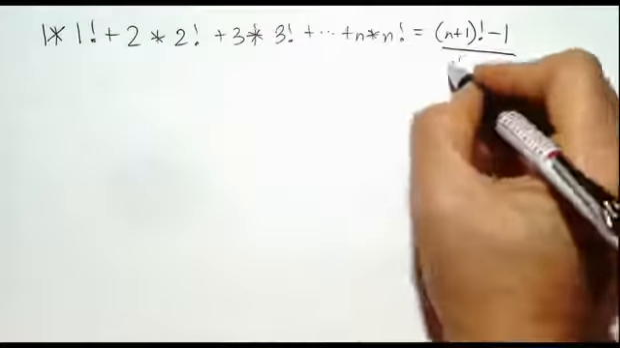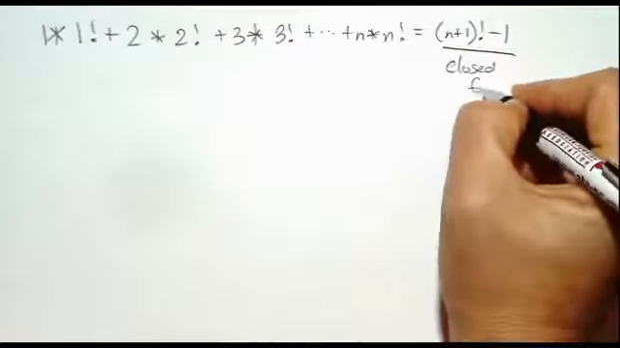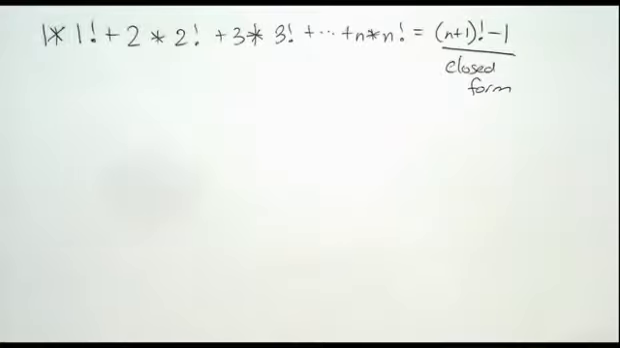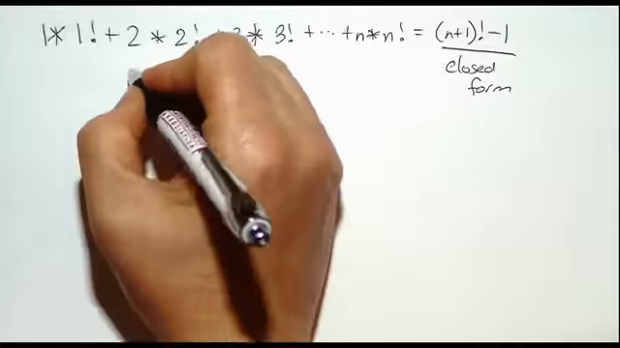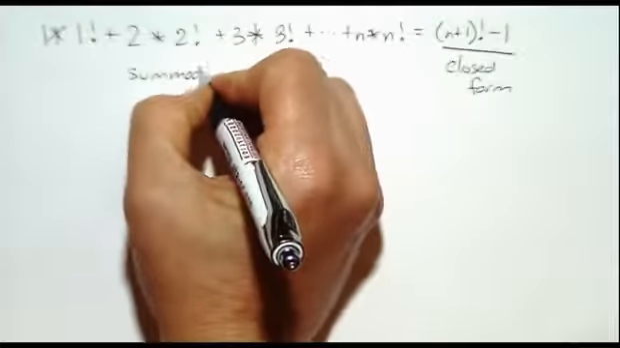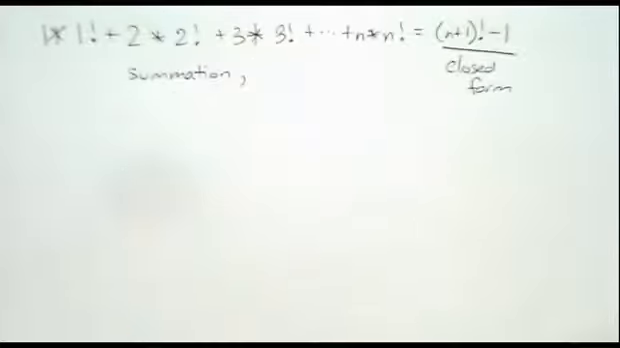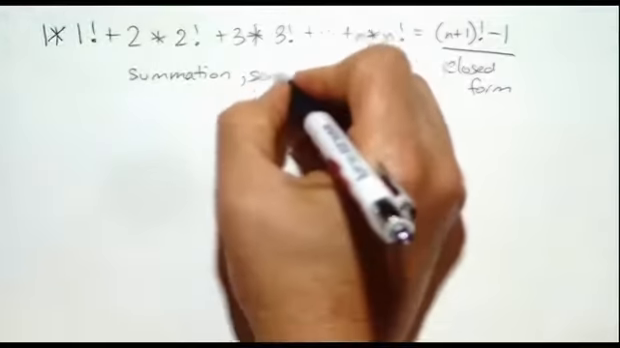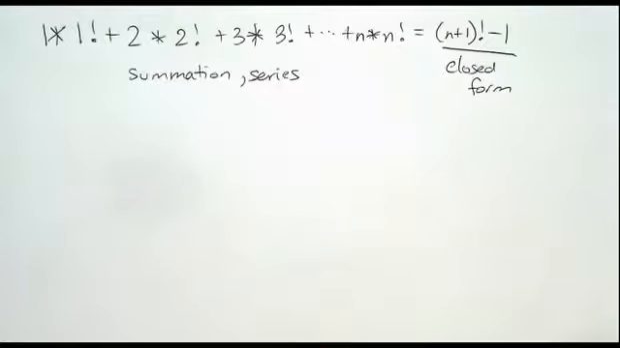What's on the left-hand side? Yeah, it would be nice if it was called open form. But this is a summation, and it's also called a series. So a lot of times we want to prove that these two things are equal, so I can use a closed form or a formula instead of doing a series.